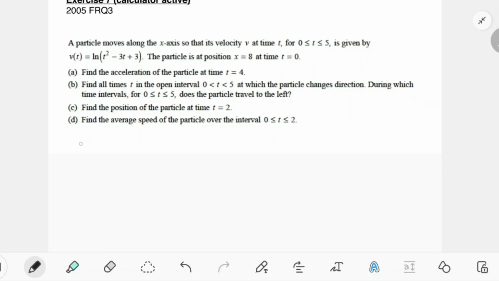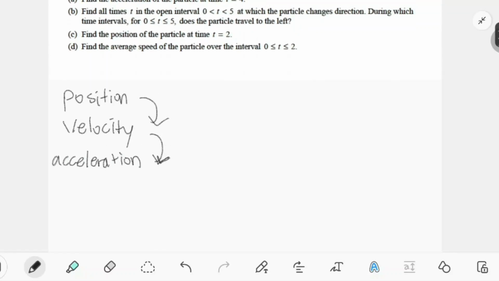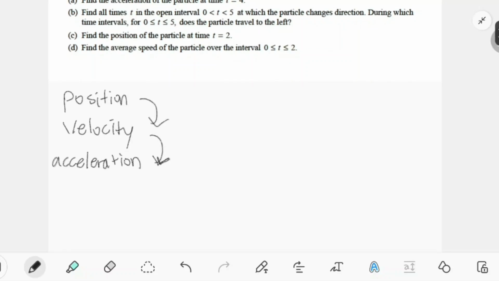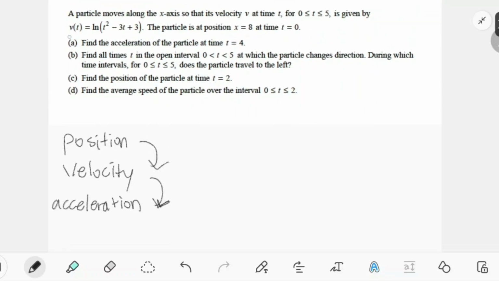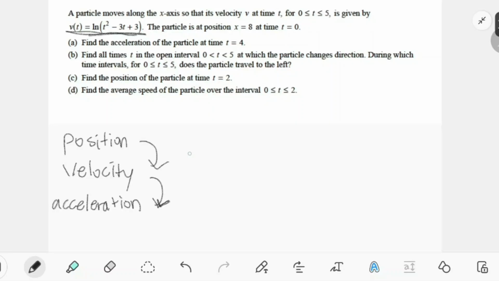Keep in mind that if you differentiate the position function, you get the velocity function. And differentiating the velocity function gives you the acceleration function. We are given the velocity function v of t. To find the acceleration at t equals 4, we will first differentiate the velocity function that's given.